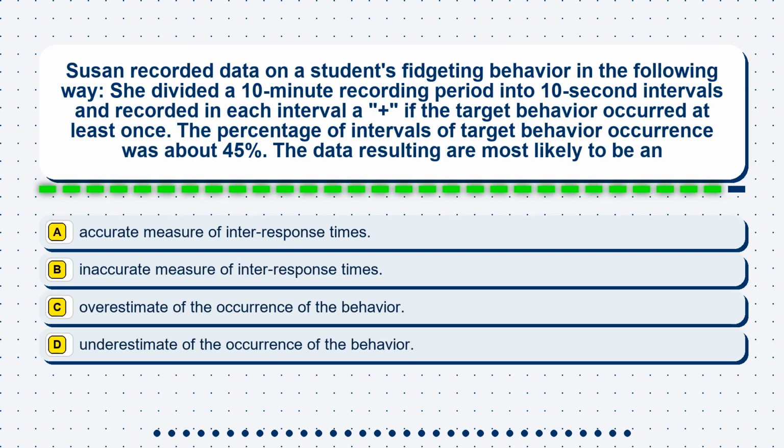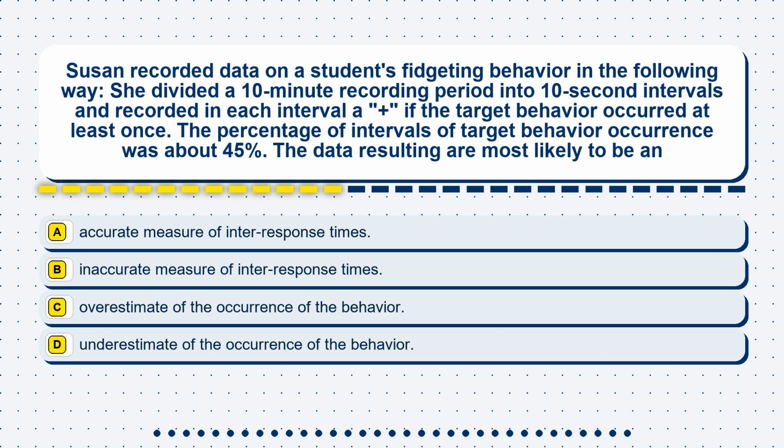Question 13. Susan recorded data on a student's fidgeting behavior in the following way. She divided a 10-minute recording period into 10-second intervals and recorded in each interval a plus if the target behavior occurred at least once. The percentage of intervals of target behavior occurrence was about 45%.